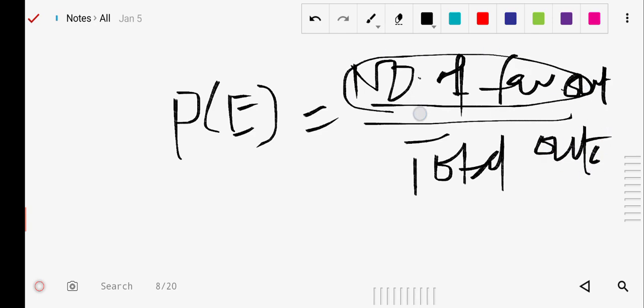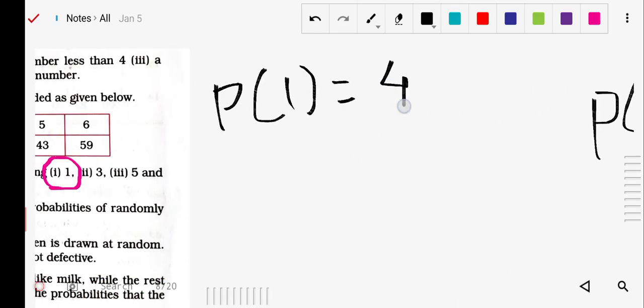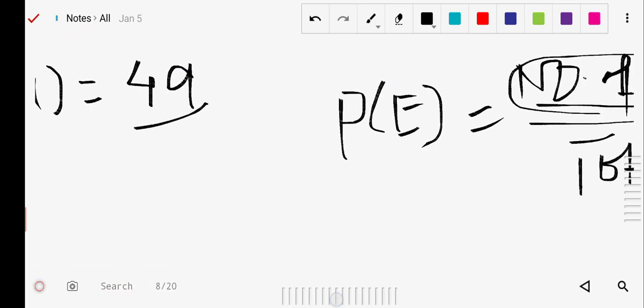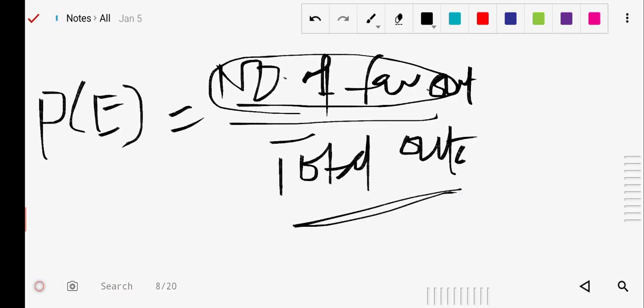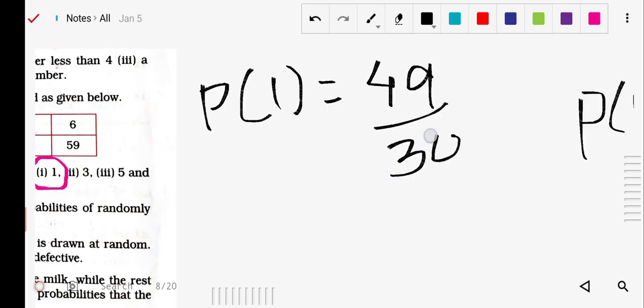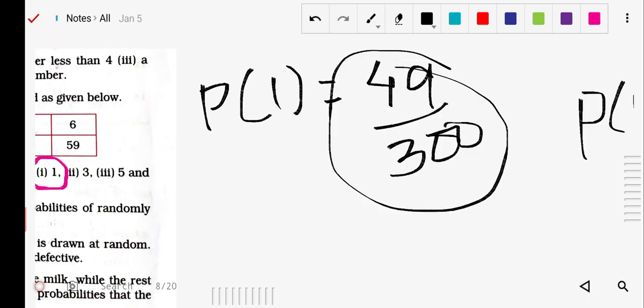What is the favorable outcome here? We need 1, and in the table it is written 49 times. So here we write 49. The total number of outcomes is how many times we have tried: 300. So the probability of getting 1 is 49 by 300.